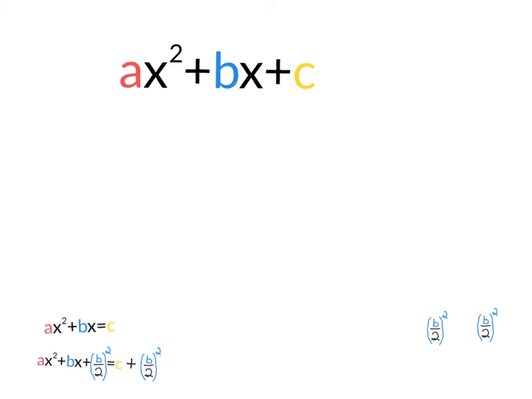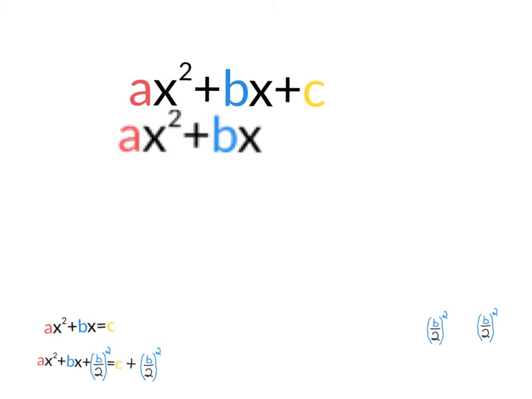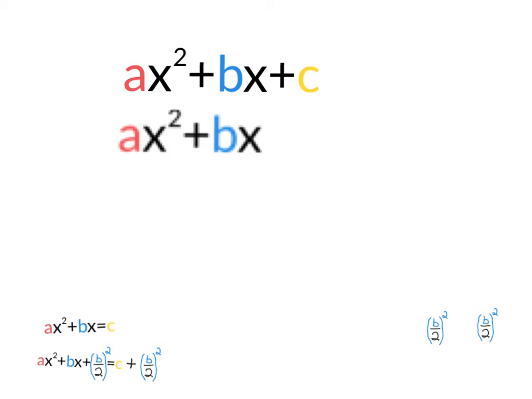So here is our standard ax squared plus bx plus c. The first thing when completing the square is that you have to put it in the format of ax squared plus bx equals c. So here's what I mean. We're going to take the ax squared plus bx, and then we're going to take the c, and we're going to write our equation to where it says ax squared plus bx equals c. That's the first step.